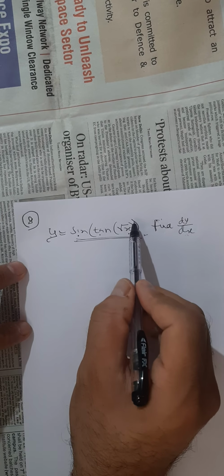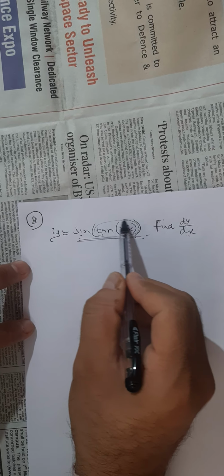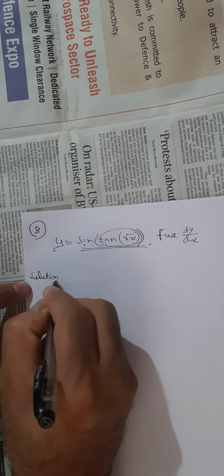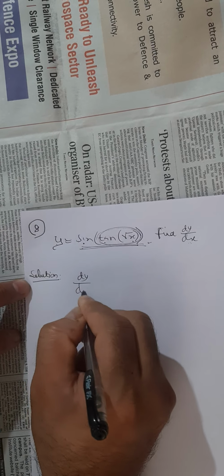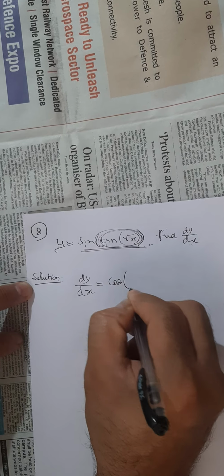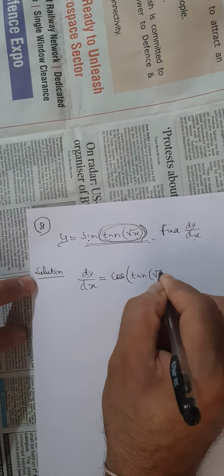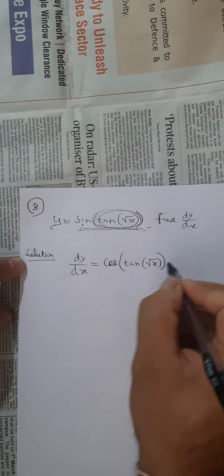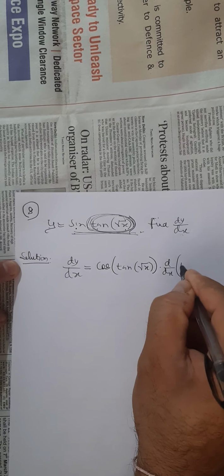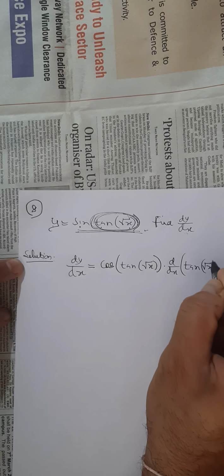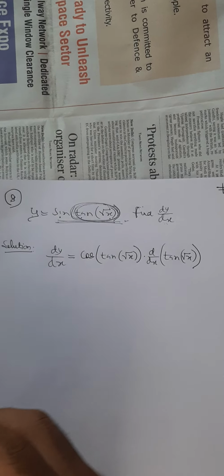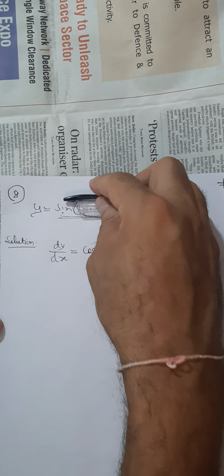So how will we do this? First we imagine this as x, because you know the derivative of sine x. So let me do the solution like this. I'll do it in 2 different steps. So dy by dx equals, I'll imagine this bracket as x. So the derivative of sine x is cos, I'm copying that bracket, tan of root x, into, now the derivative of this x, this is a chain rule, d by dx of tan root x. So you have used the chain rule once. I repeat, you imagine this bracket as x. So taking this bracket as x.